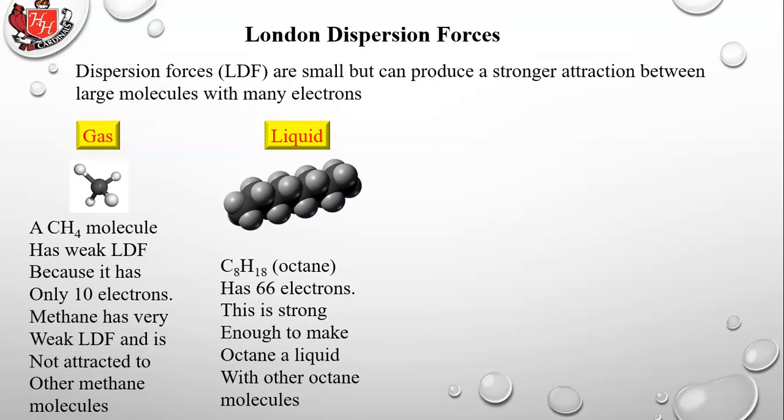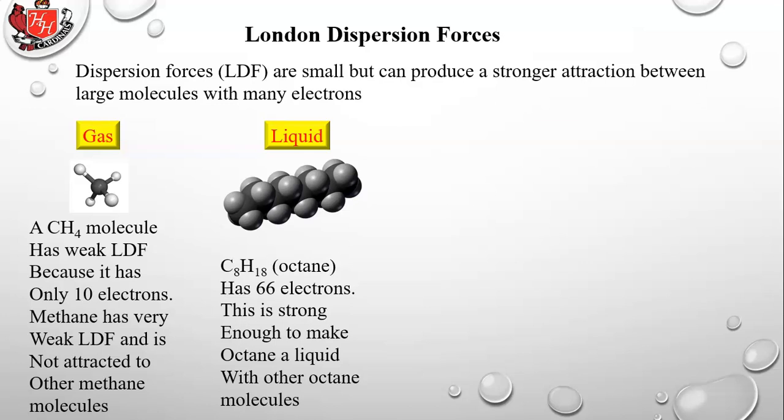It's C8H18. So if you count the number of electrons in 8 carbons and in 18 hydrogens, you'll see that it has 66 electrons. This is strong enough to make octane a liquid with other octane molecules. So they tend to stick together but not real tightly, so they can flow around each other, and that's why the gasoline that people put in their car at the gas station is a liquid. They stick together but not real firmly.